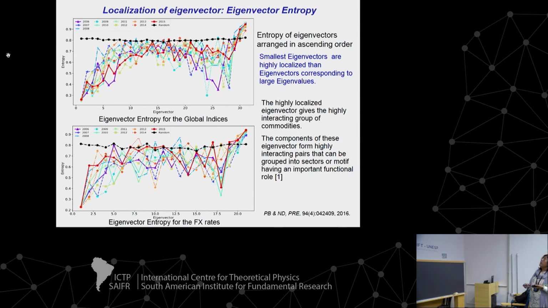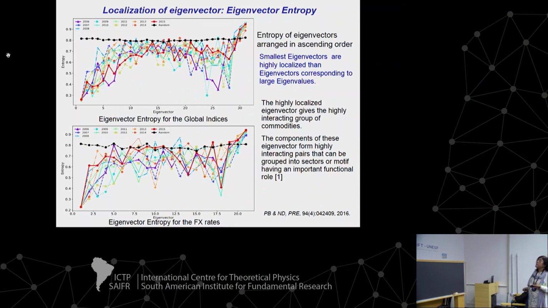The eigenvectors are arranged in an ascending order, and you notice that the smallest eigenvectors have the largest information and are highly localized. We'll see that in a minute. Whereas the top eigenvectors are not. Comparatively, the lowest eigenvectors are containing most of the information.